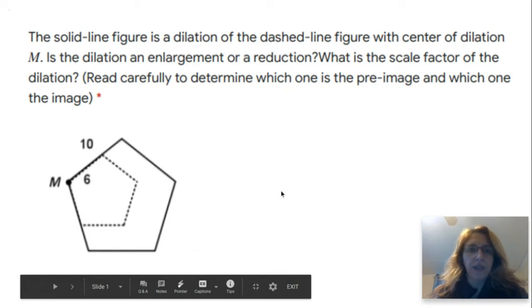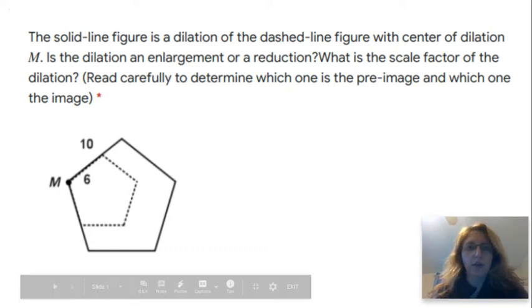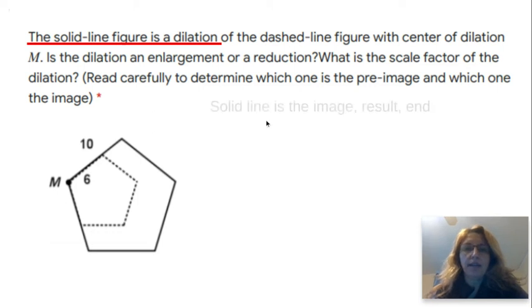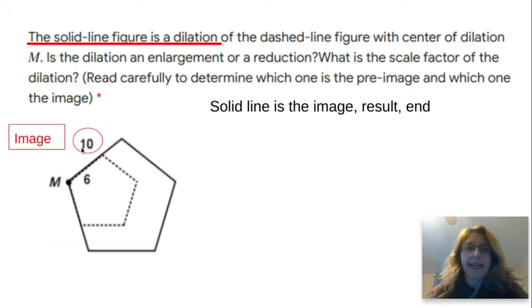Okay, guys, the next types of questions that were on your quiz were these. The solid line is the dilation. Now, from that sentence, you can deduce that the solid line is your image, the end, the result of the dilation. And that's what I'm going to put here. 10 is my image. It's the end. Of the dashed line with center of dilation M.